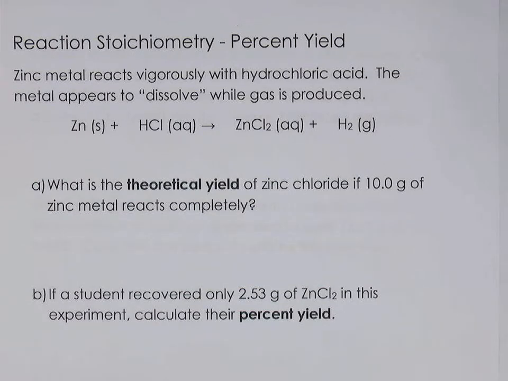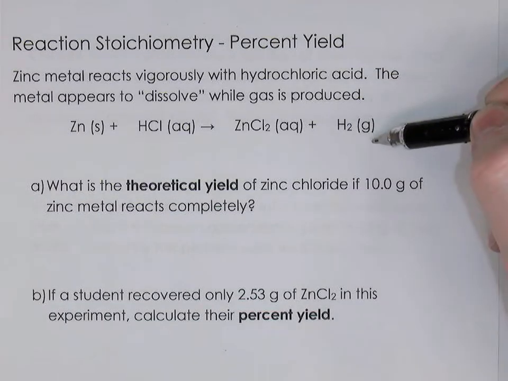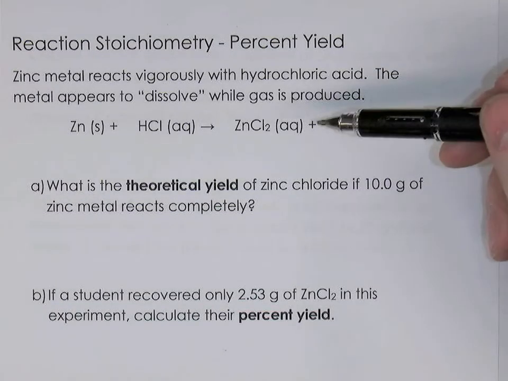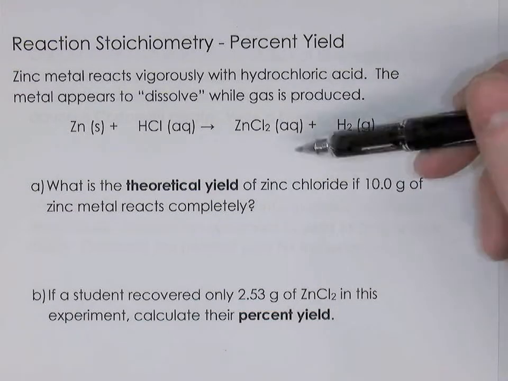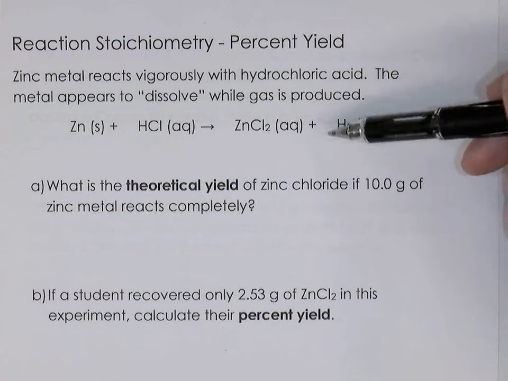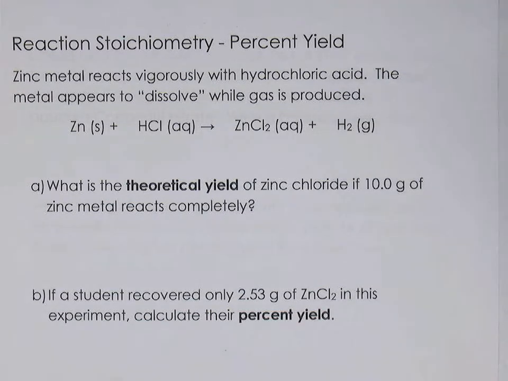We're told that the zinc reacts vigorously with the acid, and if you do this in the lab, the metal appears to dissolve and gas is produced. You see fizzing. That gas is hydrogen gas, and the metal appears to dissolve because it's forming zinc chloride salt. The zinc chloride salt is soluble, it's aqueous, and it's colorless, so it's not visible when you do the experiment.